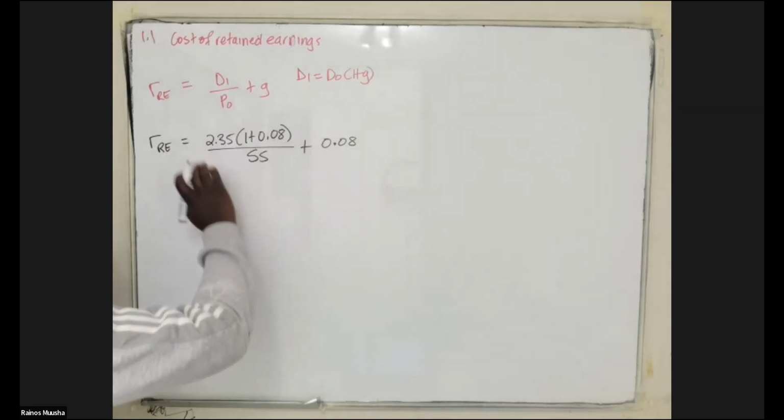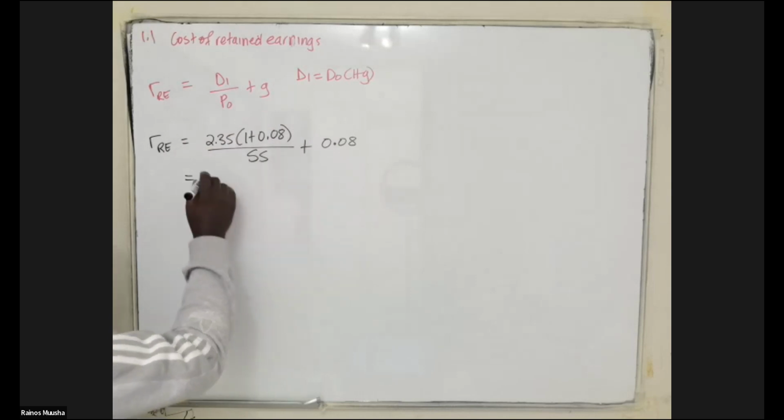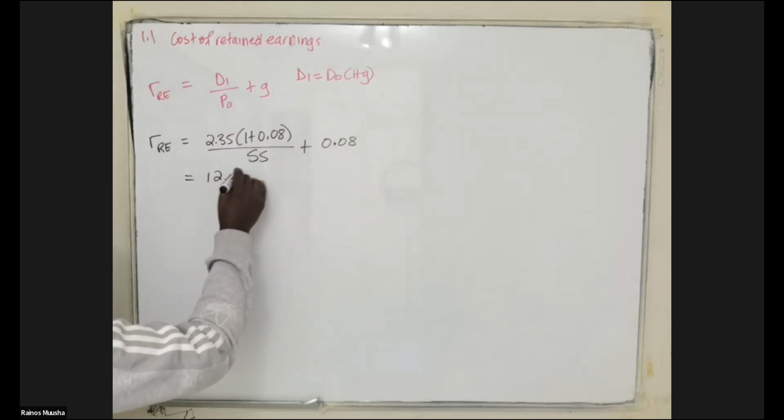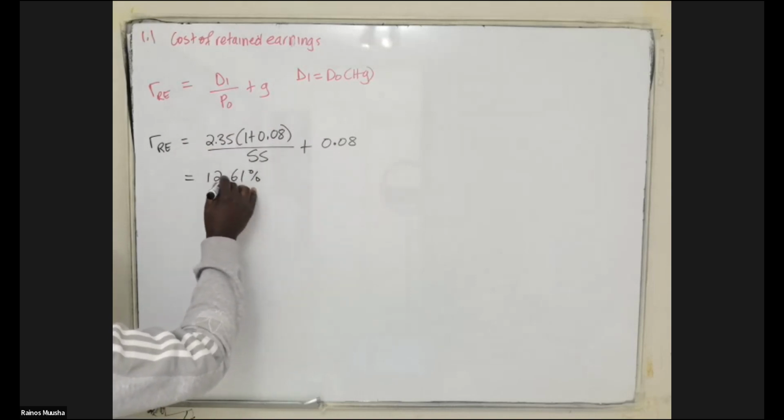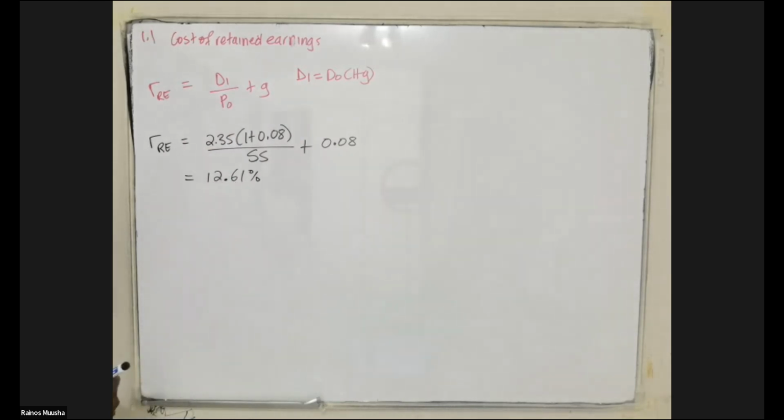It's 12.61%. So whatever amount you're going to get here, you're going to multiply that by 100 and you should get 12.61%. Are we on the same page? Any questions? Anyone lost?